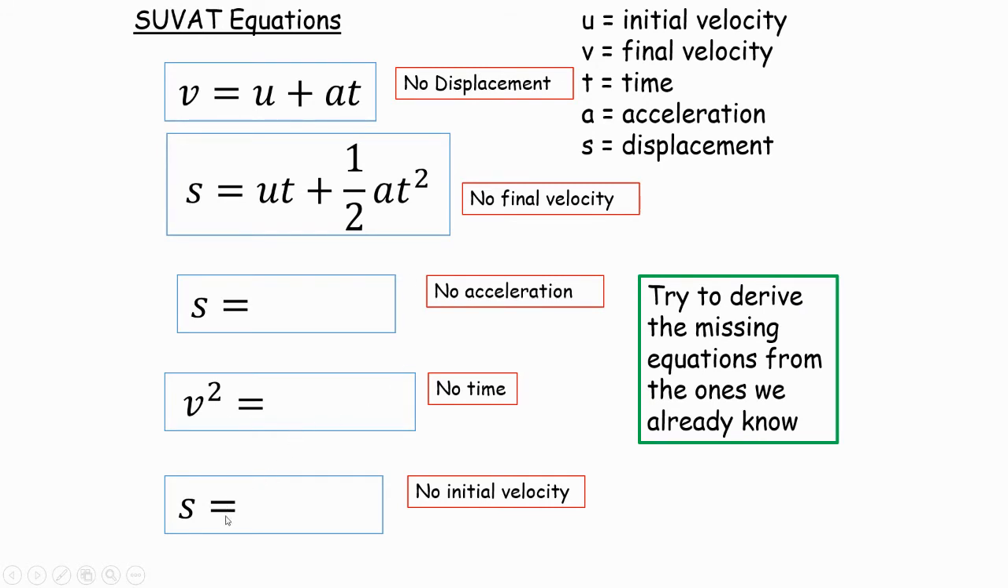And this last one, you're going to just make a substitution, so no initial velocity. You're going to rearrange this top one, so you get u equals v minus at, substitute it in here, and then you'll get your last equation. So if you want to have a go from those hints, pause it now, otherwise I'll go through the answers.